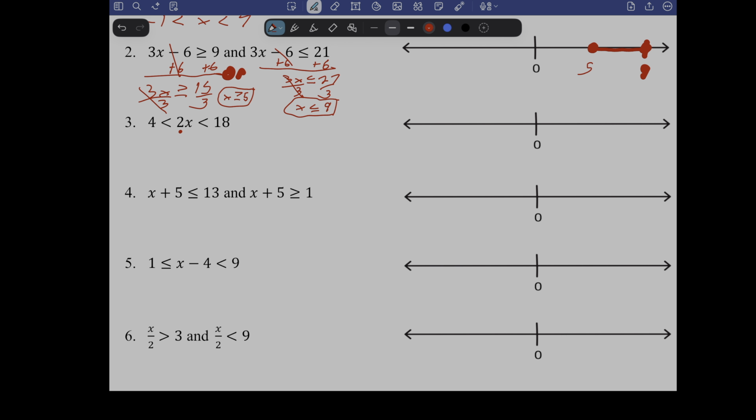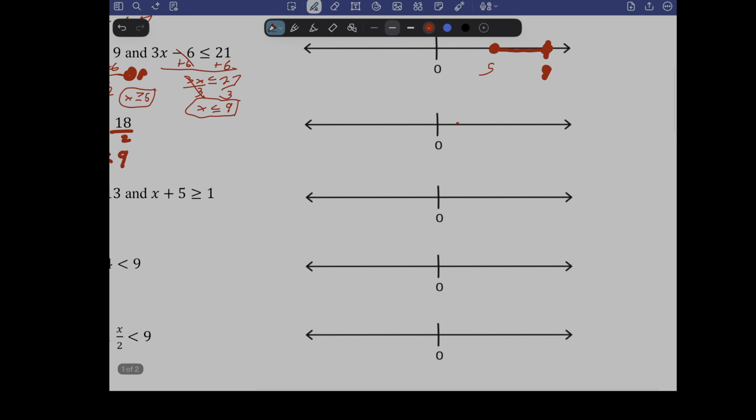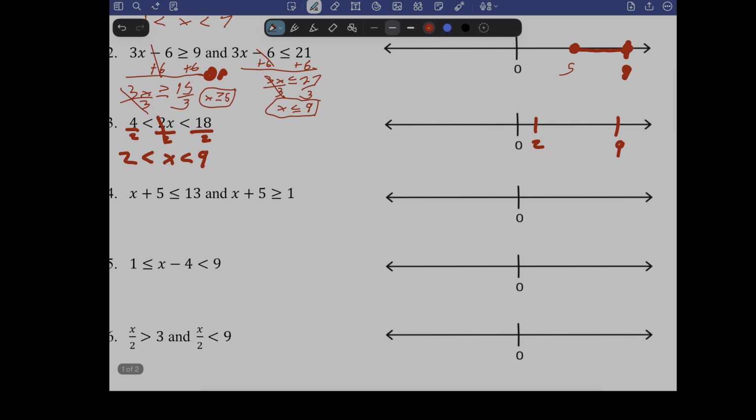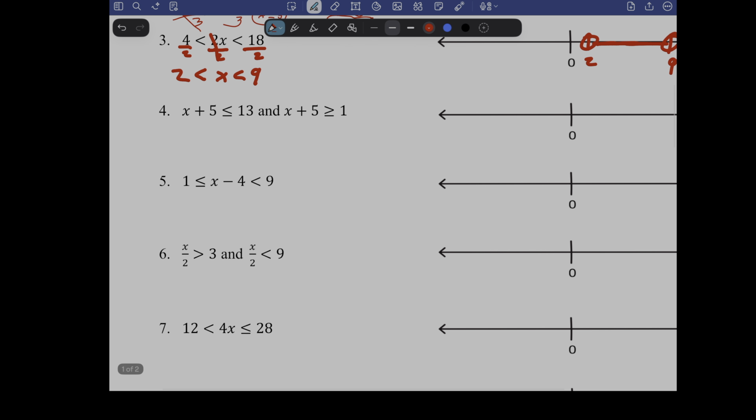Now here, I'm going to divide by 2, but guess what? We're going to divide everybody by 2, okay? Remember, you have 3 sides here. So now you're going to have an x, less than sign, that becomes a 2, and that's going to become a 9. Just make sure you do it to all 3 sides. So right here, I'm going to have a 2, and I'm going to have a 9, and they're going to be circles. And it's going to be greater than 2 but less than 9, which is the stuff in between, and that would be your answer. Okay, let's keep going on to the next one.